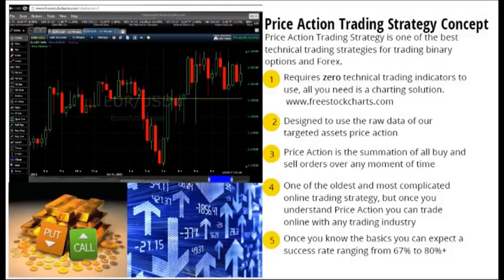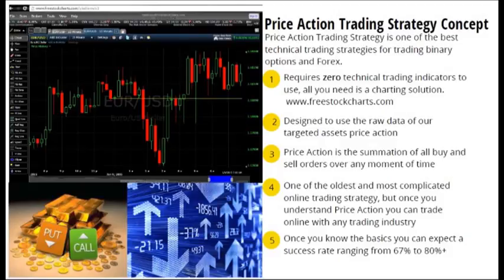One of the best things about price action is that it requires zero technical trading indicators to use, so all you need is access to a charting solution. The main charting solution that I use is www.freestockcharts.com. I just like it because it's free, it's quick, and it has a good interface. It's not like downloadable software where it could be lagging. This is web-based. You're getting the live feed, the live rates, just the raw data, which is really nice. I've been using this since I started out in the industry, so I know how to use it a lot. I know how to add indicators and change the settings. So if you guys have any questions about that, I would be more than willing to help you out.